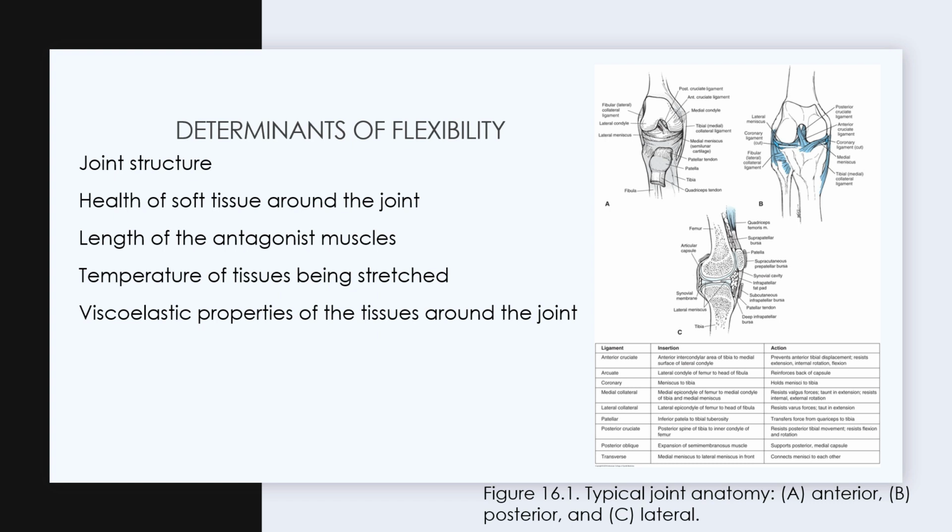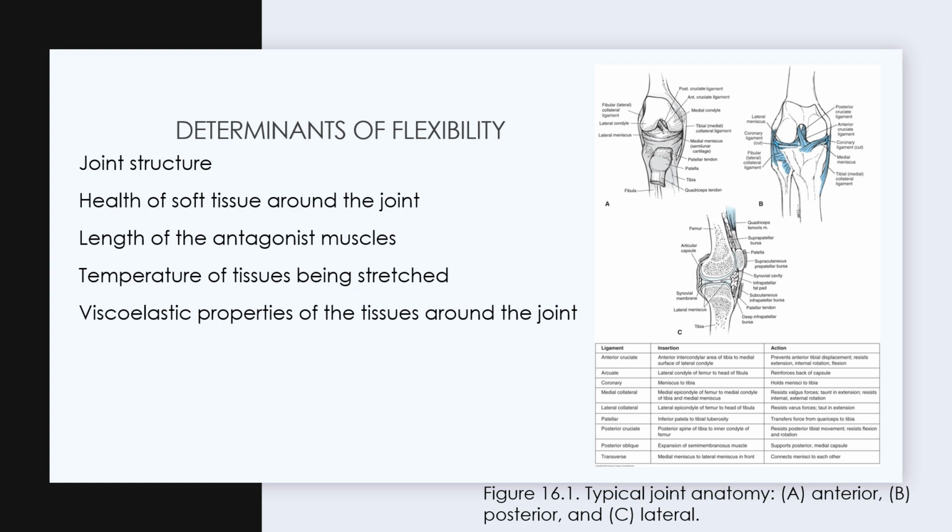These factors include joint structure, health of soft tissue around the joint, length of antagonist muscles, and temperature of the tissues being stretched, in addition to the viscoelastic or rubber band-like properties of the tissues surrounding the joint. Not surprisingly, then, flexibility is largely determined by how well these factors facilitate movement.